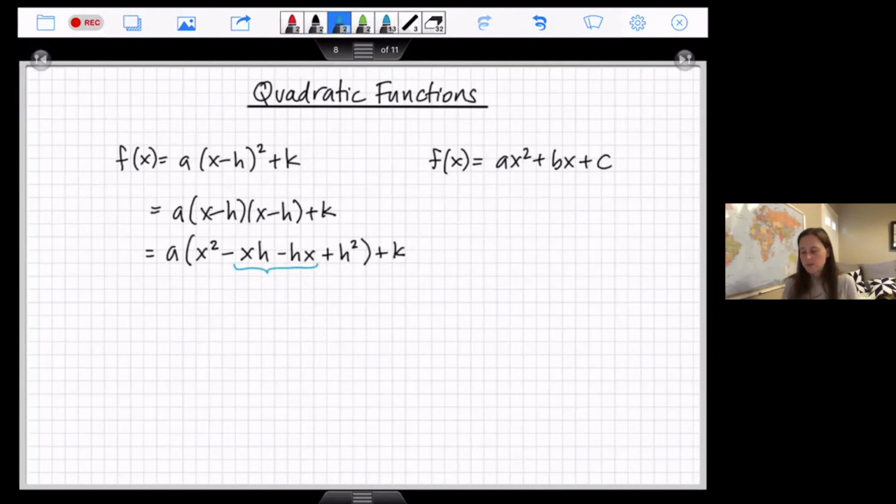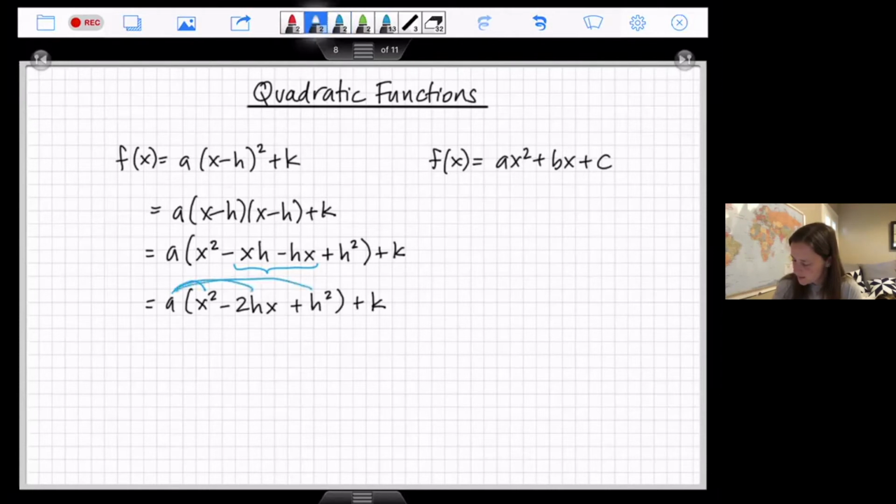So I've got two of the same thing in the middle. So I'm going to write this as a times x squared minus 2hx plus h squared plus k. All right, and now I'm going to distribute the a through that set of parentheses. I know, alphabet soup, I told you. Minus, let's see, I got a lot of letters here. I'm going to write them all in alphabetical order.